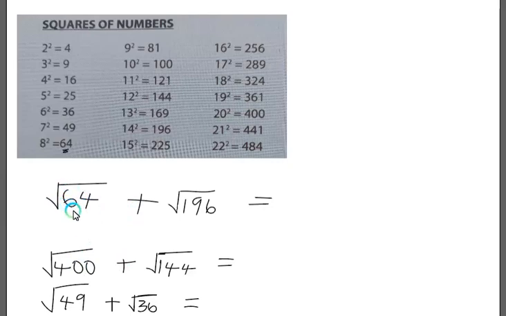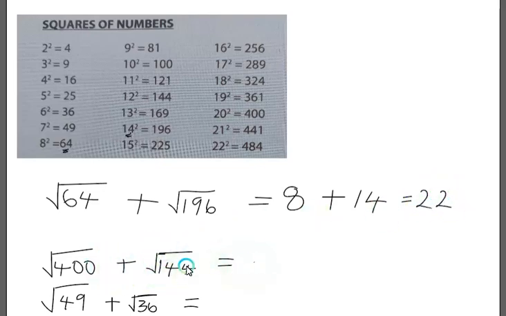So let's see, 64. Square root of 64 is what? 8. Plus square root of 196 is what? 14, right? So what do we now have? 8 plus 14, and what will that give us? That's 22, right?